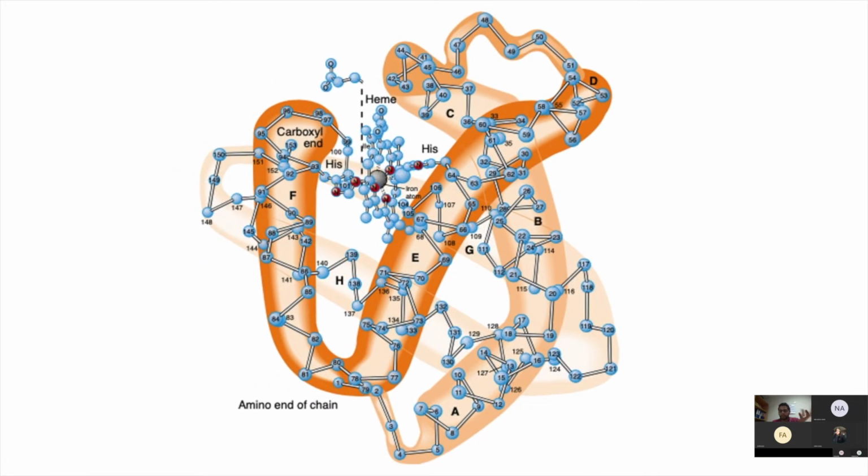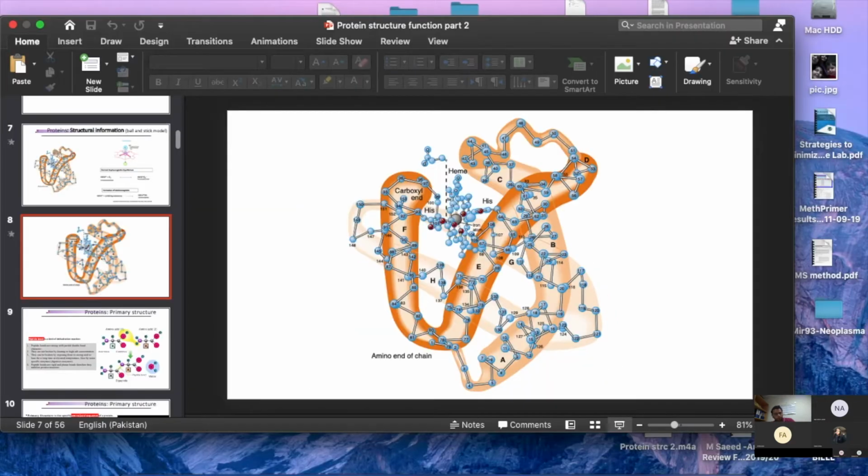All the amino acid side chains which are interacting with this heme molecule are non-polar except this histidine, and they play a very important role. One of these is the proximal histidine, bound directly to the heme, whereas the distal histidine does not bind with the heme, rather it stabilizes the overall structure.